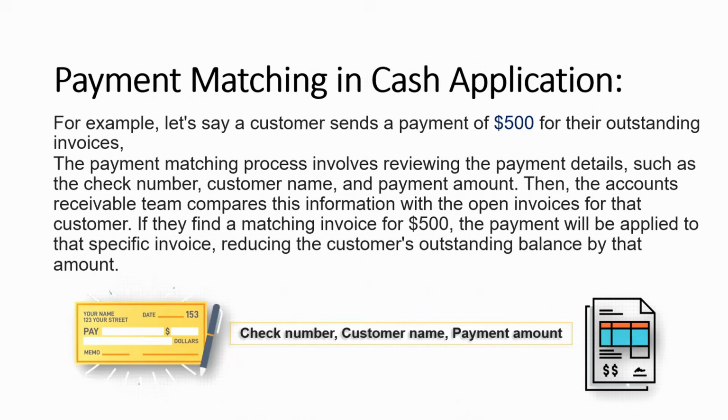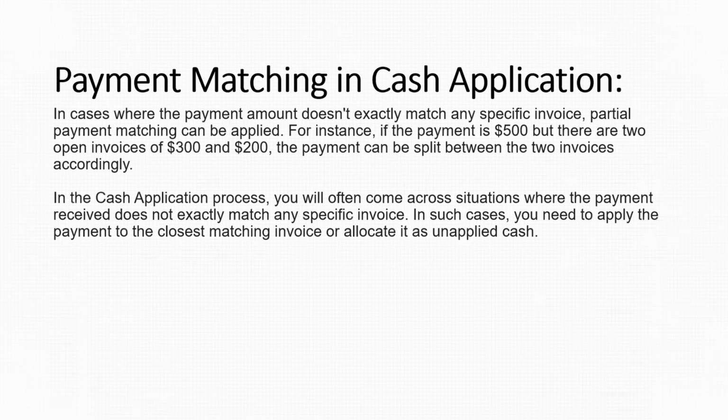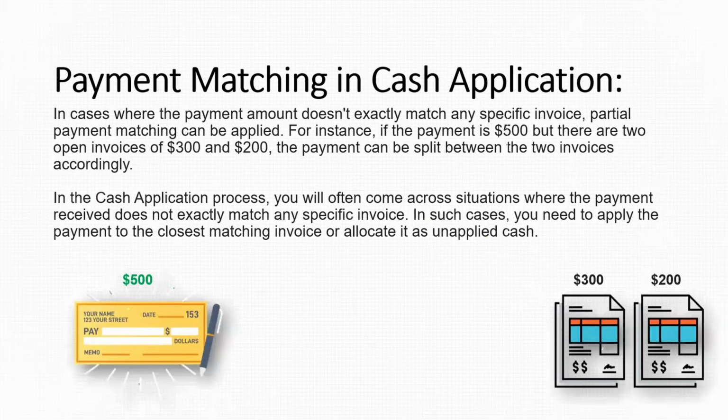But that's way too easy. Life is not going to be that easy for you in the cash application process, because you will see so many cases where you will receive a consolidated amount for multiple invoices. For example, let's suppose you have received the $500 amount, but it is not for a single invoice. Instead, the customer has sent us $500 against two open invoices of $300 and $200 respectively. So what you have to do is identify both these invoices and adjust the payment in both, clear out these two outstanding invoices, and reduce the balance of the outstanding amount from the customer.